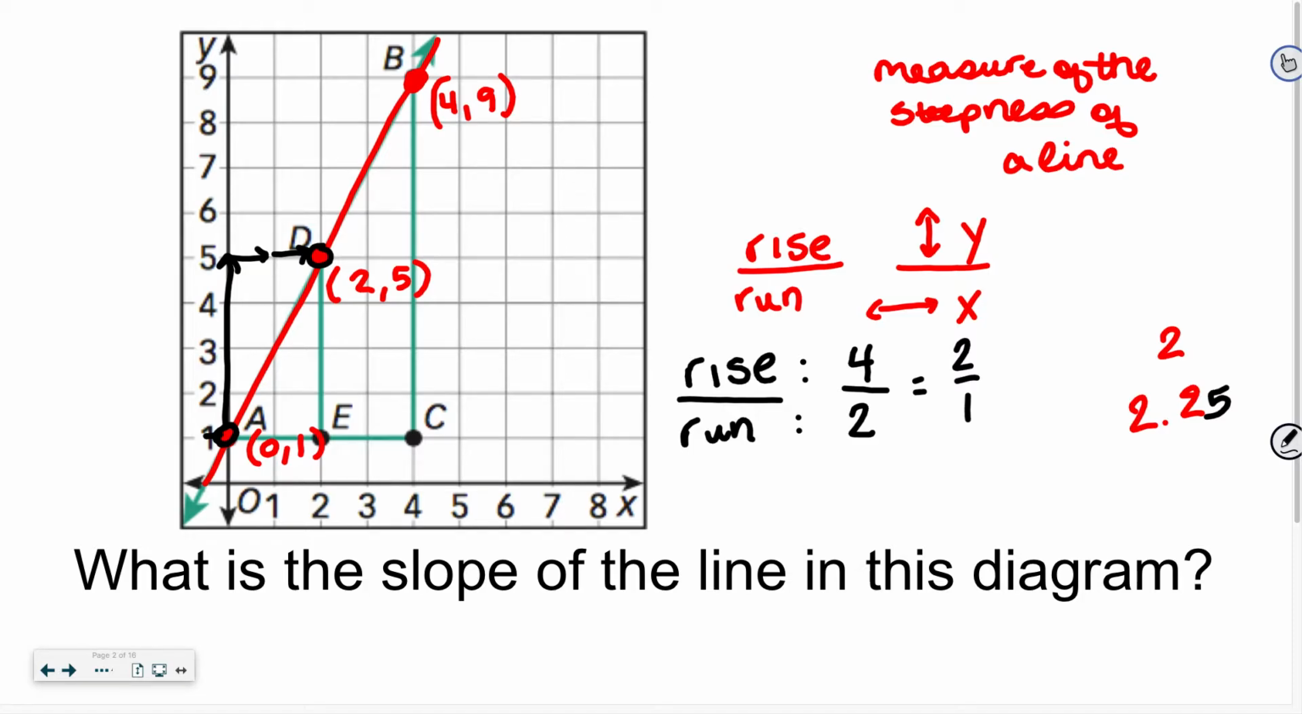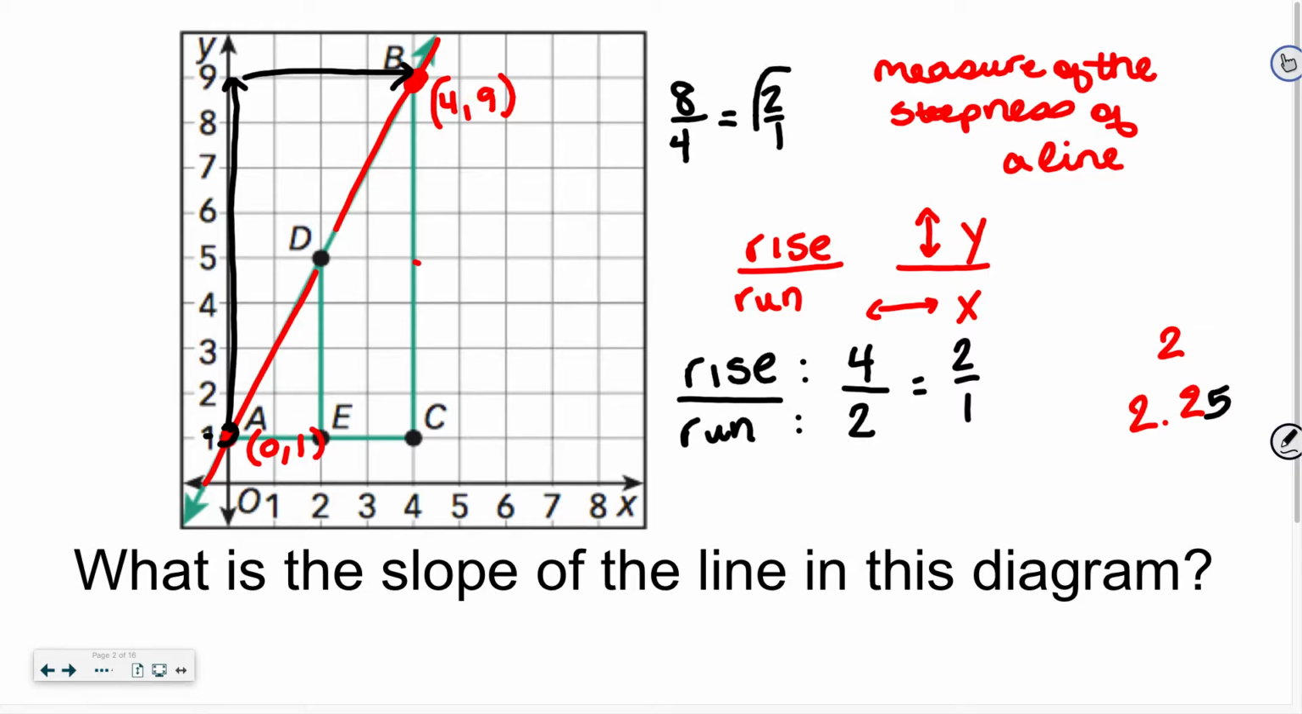Now let's say I didn't see the coordinate D, and I only saw the point A and the point B. Could I represent my slope going from coordinate A to B? How much am I rising here? I'm rising 8, and how much am I running? 4. It still simplifies to 2 over 1.